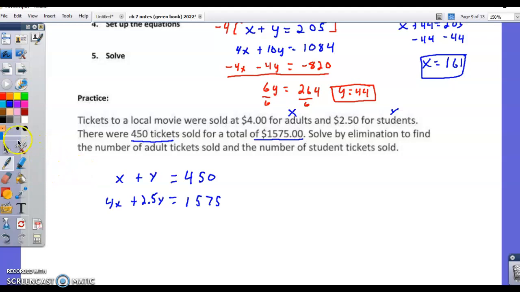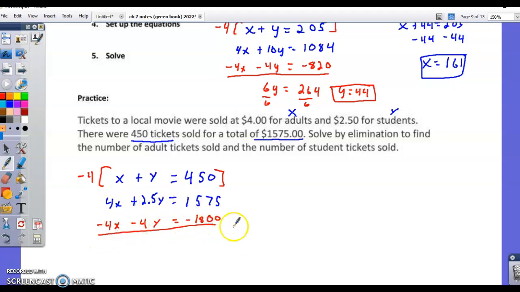I'm going to eliminate the x's first. So I am going to multiply this, which conveniently is similar to this, by -4. You can multiply it by -2.5 to get the y's to cancel out, but either way, I'm going to distribute this -4 throughout the problem. -4x minus 4y equals -4 times 450, which gives us -1800.